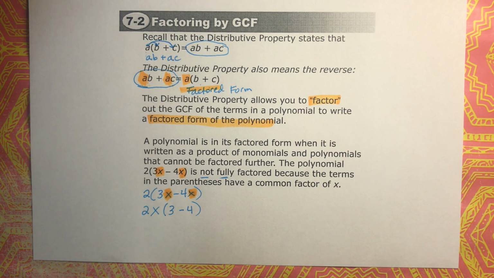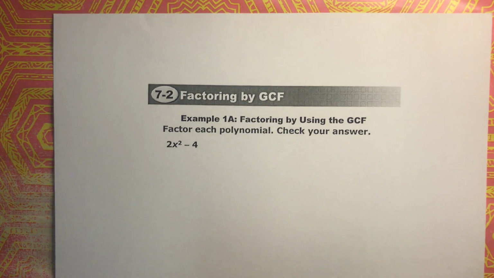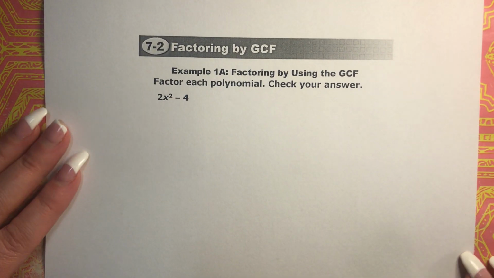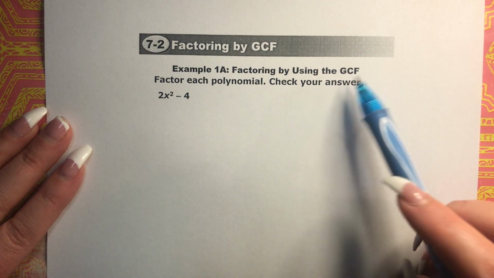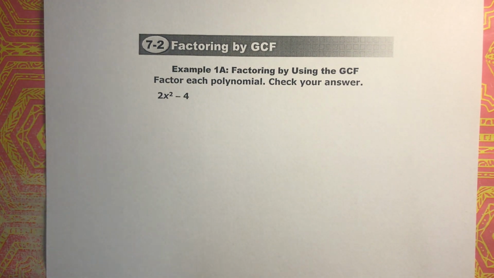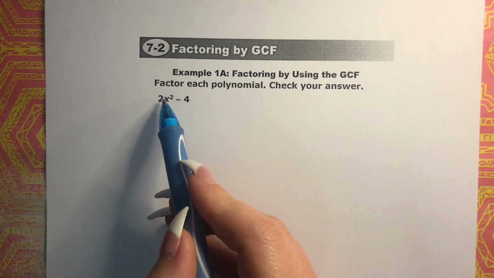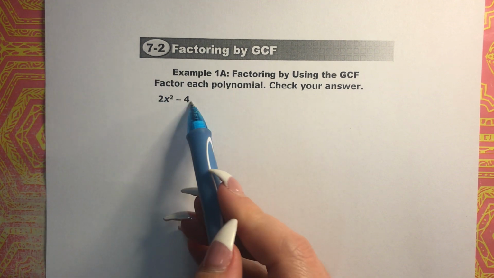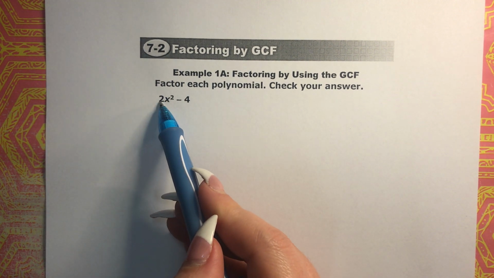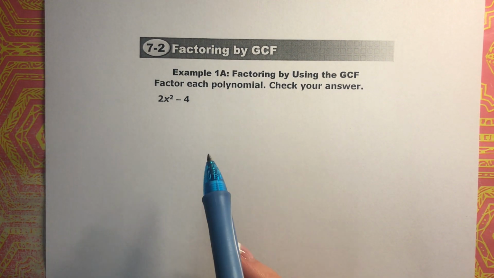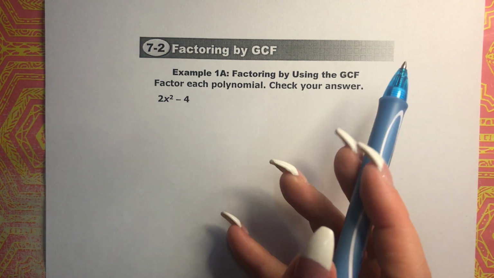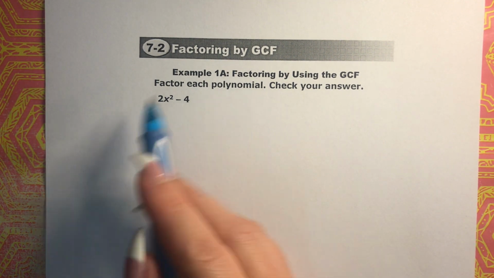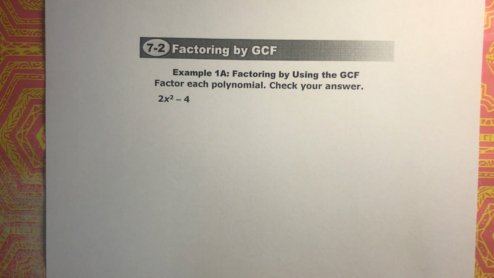All right, let's go ahead and look at a few problems. The first one is example 1A. It says factor each polynomial and then check your answer. So we're just looking for the GCF. If we look here, what do they have in common? There's a 2 here, and there's a 2 within that 4. So that's the greatest common factor, and we're just going to factor that out.